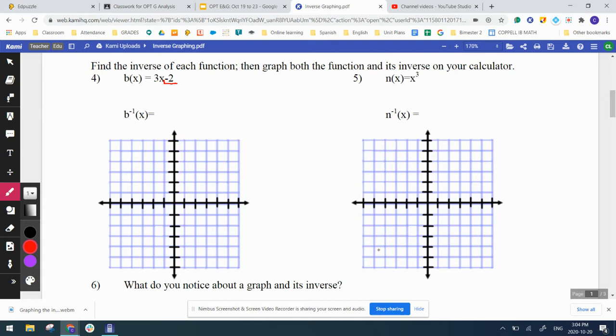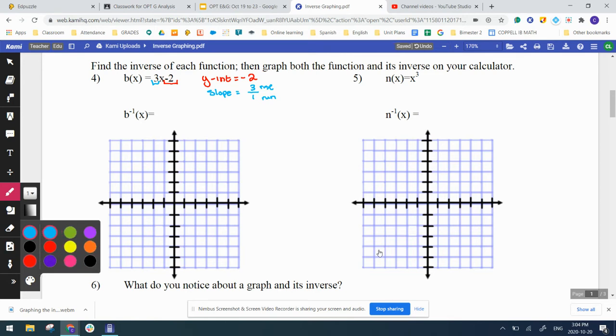Remember, this value here at the end tells us that we have a y-intercept of -2. This value in the front, remember, it tells us that our slope or gradient is 3. And I like writing it as a fraction because then it tells me my rise and my run.